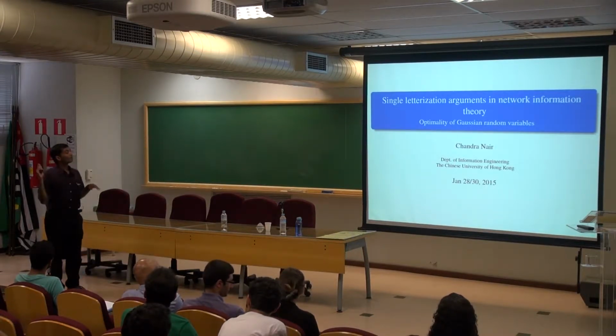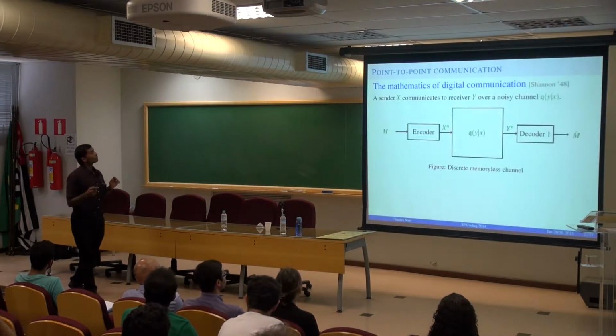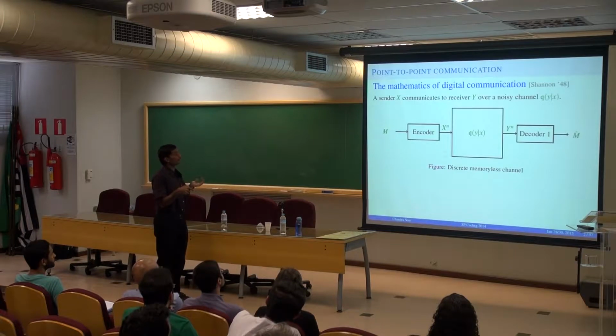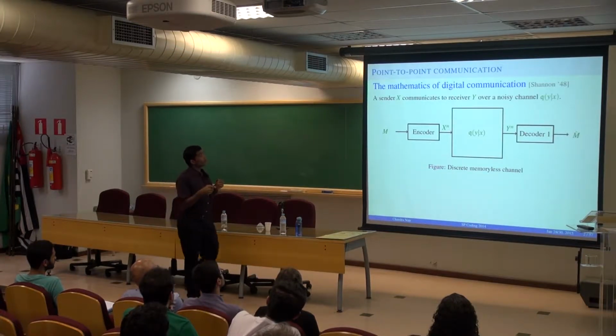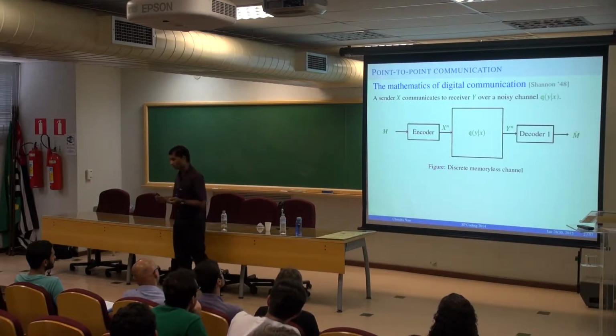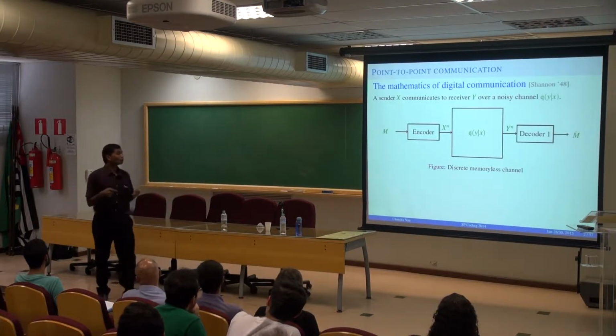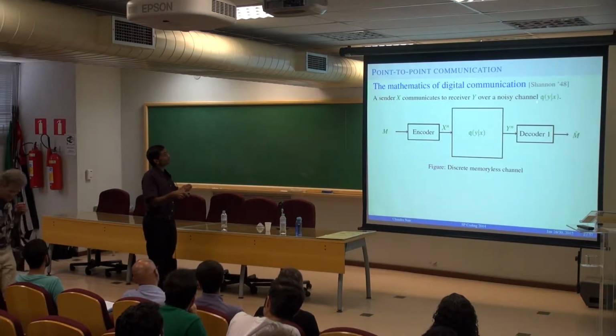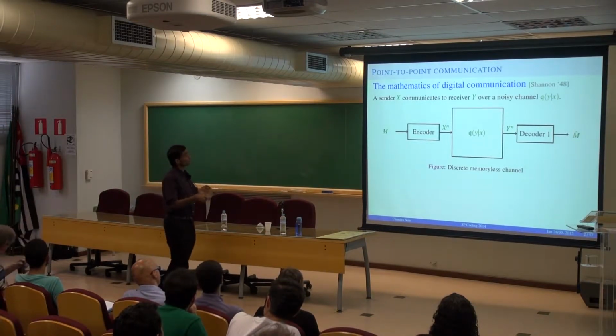Okay, so let's start. I'm going to start from the basics. This is Shannon's classical model of communication. What does the model say? You have a noisy channel, which is given by a transition matrix. It tells you what is the probability of receiving a symbol Y if I transmit a symbol X. It's a conditional probability distribution. So this is a channel.